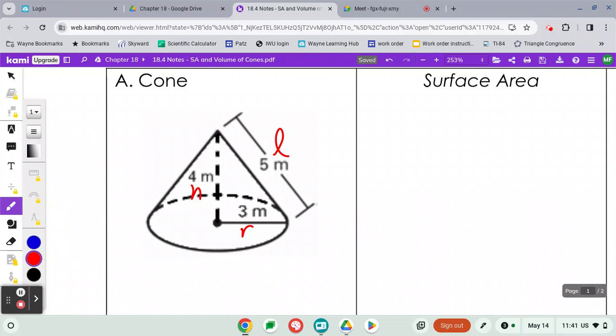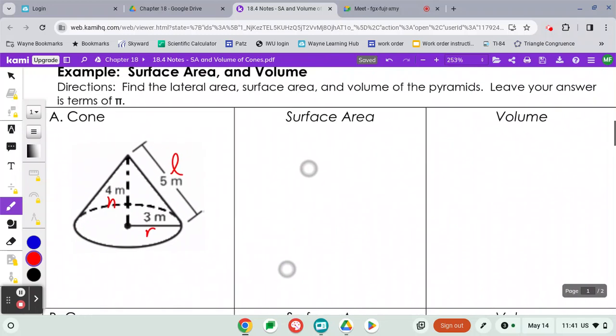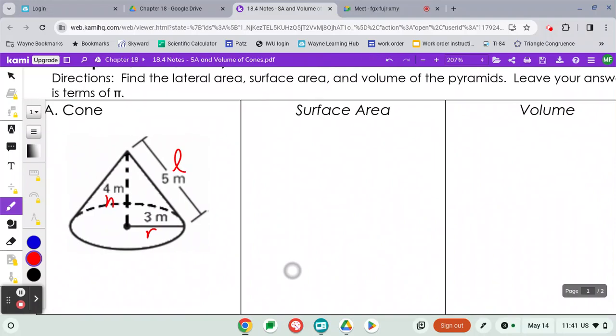Now we can do the easy part, just plugging it into our calculator, right? So grab your calculator. But if we write this, so pi r squared, so pi times 3 squared, plus, then it was pi times r, which is 3, times the slant height.